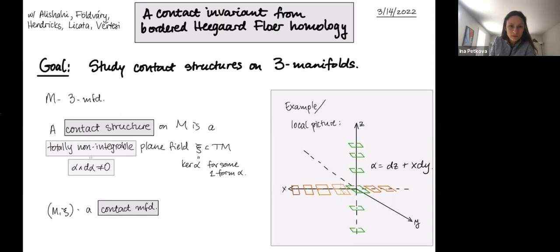Okay, so just an example to the side, or a local picture: you have a point and you have these planes that are tilting up. Non-integrable means you can't see it locally as the tangent space to a submanifold, to a surface. A three manifold with a contact structure is called a contact manifold. And I want to understand these.